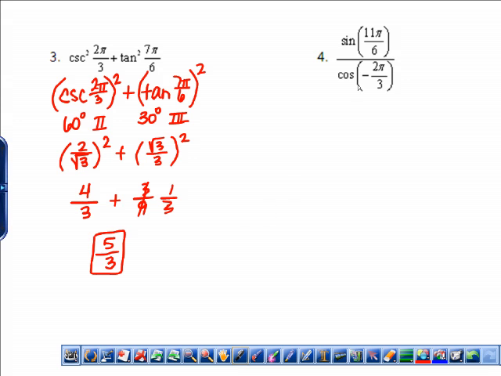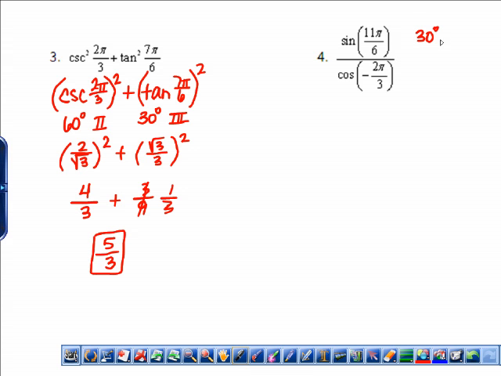Okay, next problem. We've got a division, so I'm going to remind you of how to divide fractions in just a second. Though first step, just like everything else, is we need to find the reference angle. So sine of 11 pi over 6, that's a 30-degree reference angle.